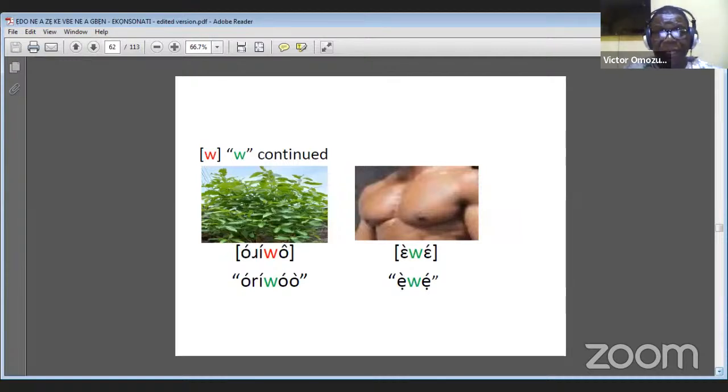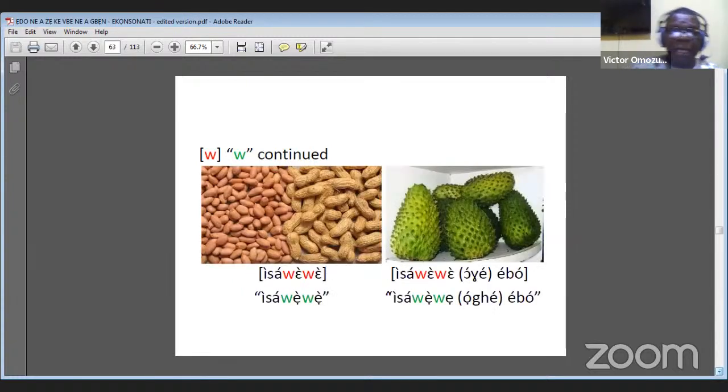Oiwo. That's bitter leaf. Ewe, chest. Ewe, chest. Isawewe. But that Isawewe may sound strange to many. But that is the full form. Because in the language, this first we, which has another we following, can be elided. And so you have Isaewe.